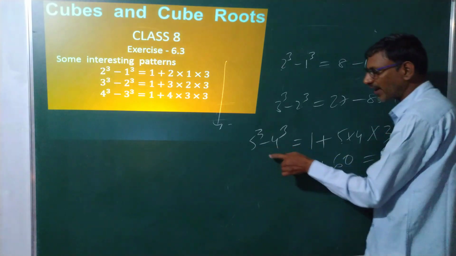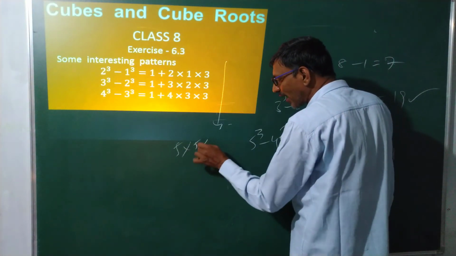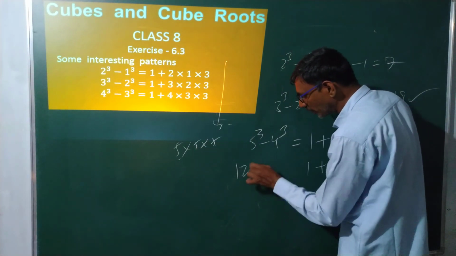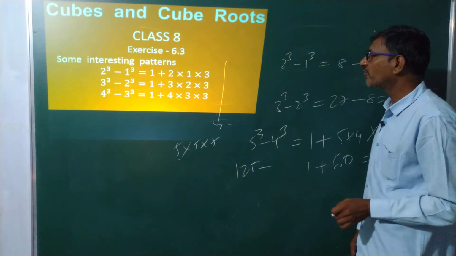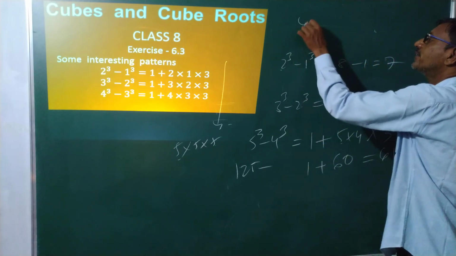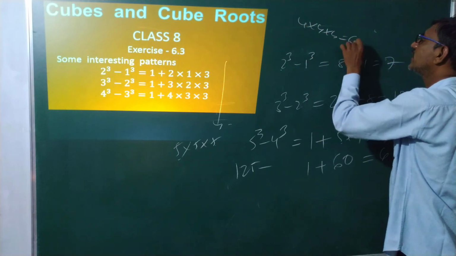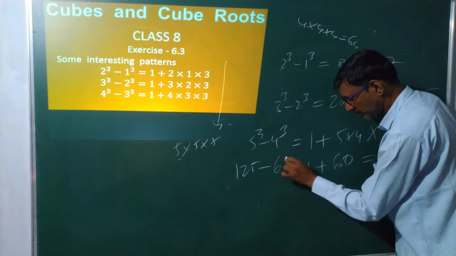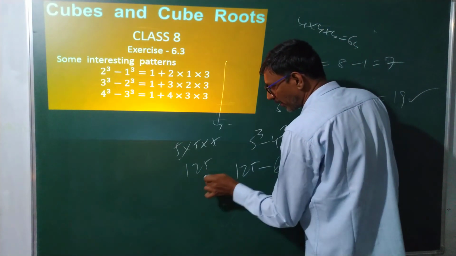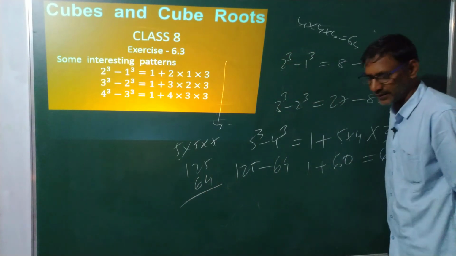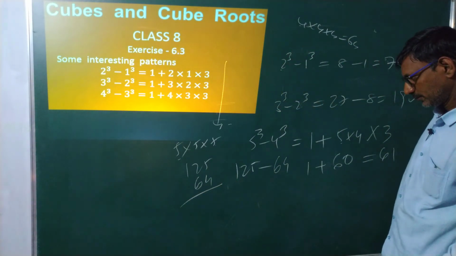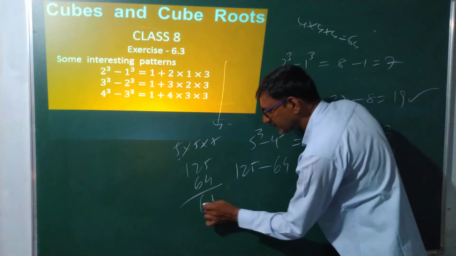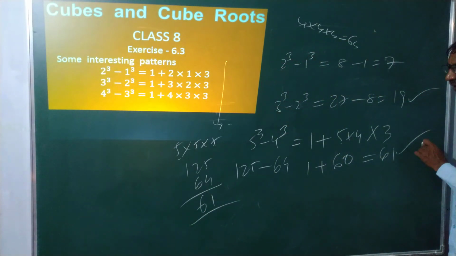We will try it. 5 cube is 5 into 5 into 5. 5 fives are 25. 25 fives are 125, minus 4 cube. We already explained, 4 into 4 into 4. 4 fours are 16. 16 fours are 64. So 125 minus 64. Subtract it. 61. I got it.